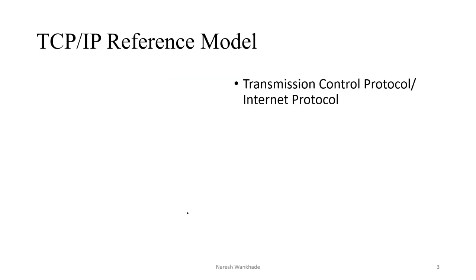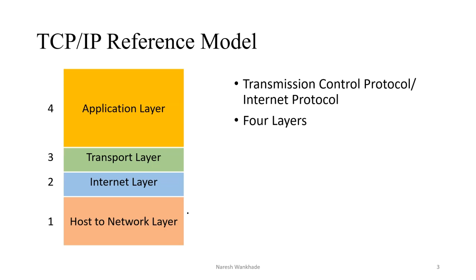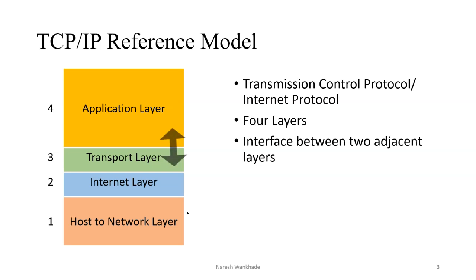We have TCP/IP reference model. TCP stands for Transmission Control Protocol, Internet Protocol. It has 4 layers, numbers from bottom to top: host to network layer, internet layer, transport layer and application layer. So there is interface between two adjacent layers, like interface we have learned in the OSI reference model. Means there is interface between application layer and transport layer, there is interface between transport layer and the internet layer, and interface between internet layer and the host to network layer, so that communication between two adjacent layers can be made within same system.